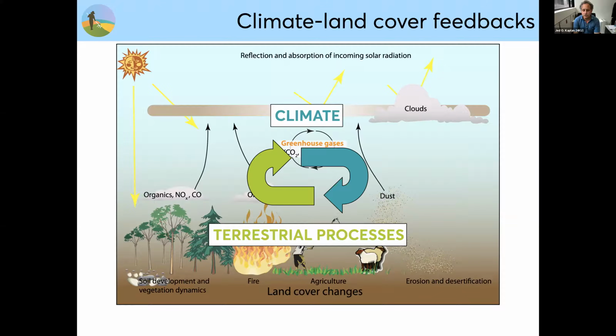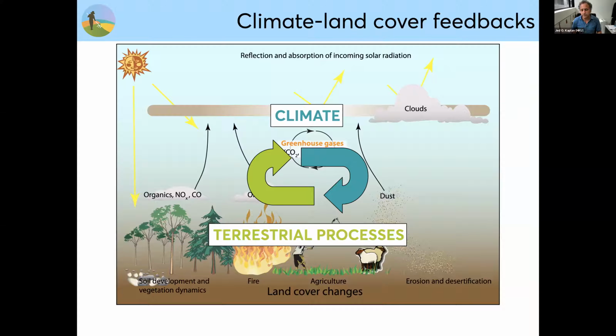And so changes in the Earth's surface, be they caused by humans or by other natural processes, can influence climate, which can in turn itself feed back to those terrestrial processes. So that's just the sort of 2-minute sciencey version of background that I think you need to keep in mind when you're listening to the rest of this talk.